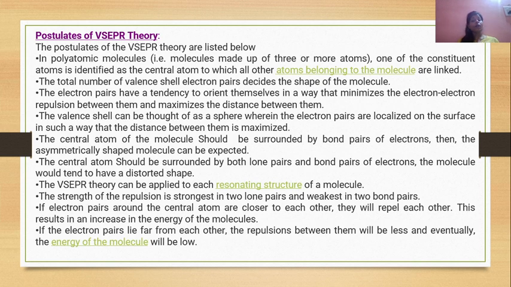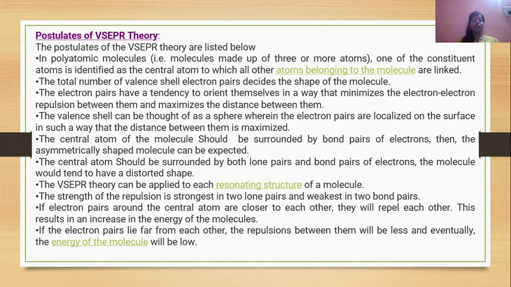At the same time, the attraction between the bond pairs is maximized, and hence the bond angle decreases. And the next point, if the central atom of the molecule is surrounded by only bond pairs of electrons, then symmetrically shaped molecules can be expected. So on the basis of bond pairs, we can expect the shape of the molecules. Next point, if the central atom is surrounded by both lone pairs and bond pairs of electrons, molecules would tend to have a distorted shape. And then the VSEPR theory can be applied to each resonating structure of the molecules.